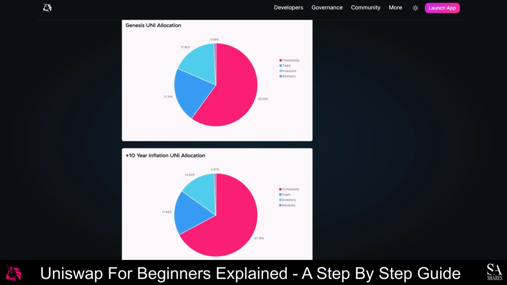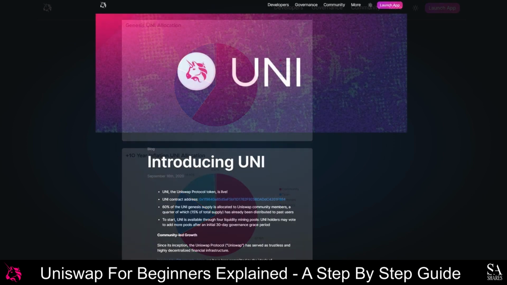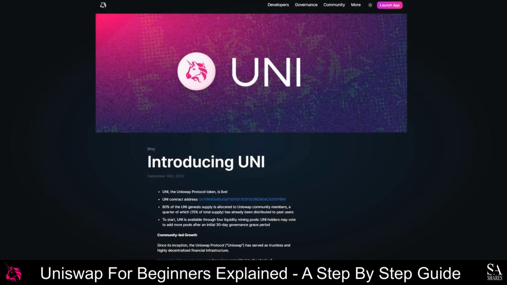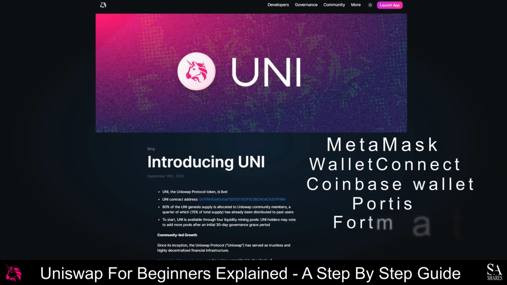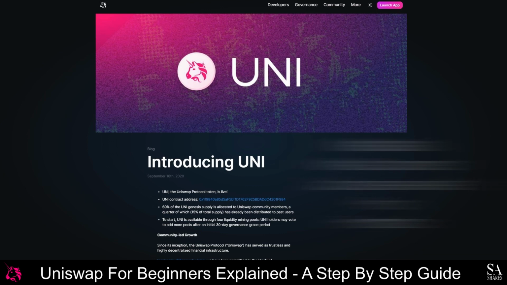There are several ways to invest in Uni. The first is to buy it through an exchange like any other cryptocurrency. Several top cryptocurrency exchanges list Uniswap. Getting started with Uniswap is relatively straightforward, as long as you already have an ERC-20 supported wallet setup such as MetaMask, Wallet Connect, Coinbase Wallet, Portis, or Fortmatic. Once you have one of those wallets, you need to add Ether to it in order to trade on Uniswap and pay for gas or Ethereum transaction fees.